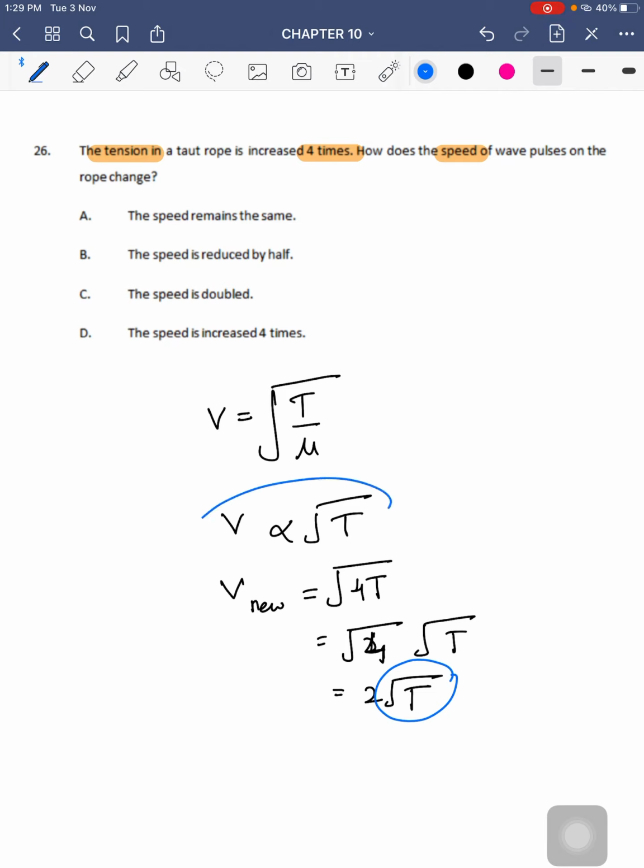So ini tadi, yang ini lah. So V new adalah 2 kali ganda daripada V yang asal.